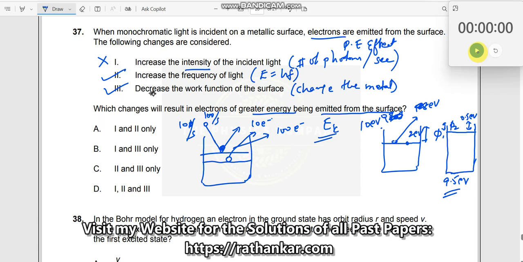If you do not understand, just make a comment on the video below so that I can explain the whole photoelectric effect completely with a diagram, with an animation or a simulation, so you can better understand this. C is the right answer.